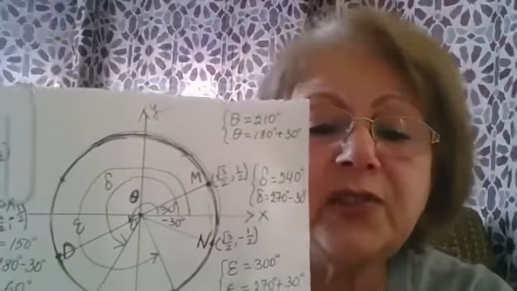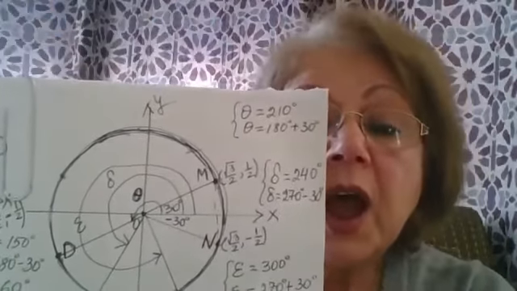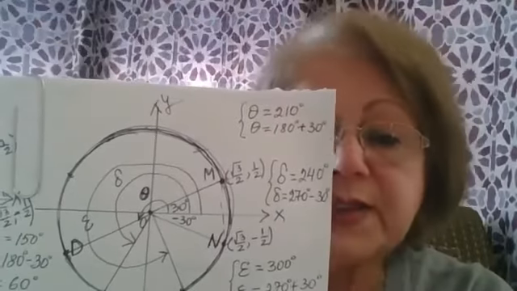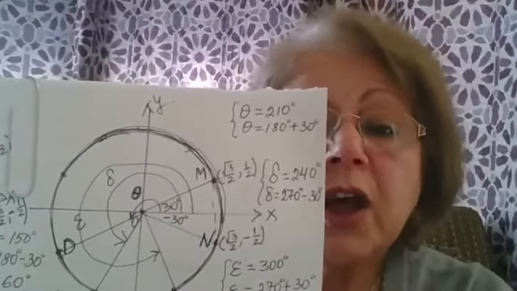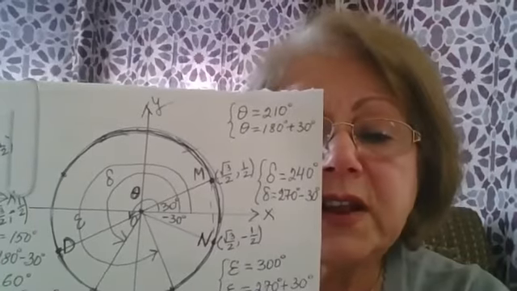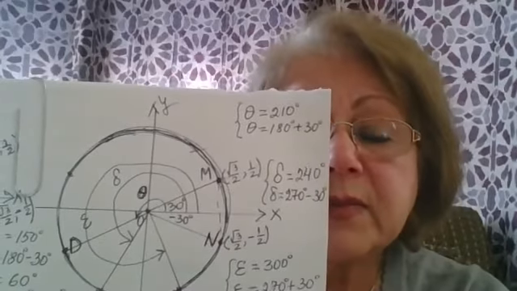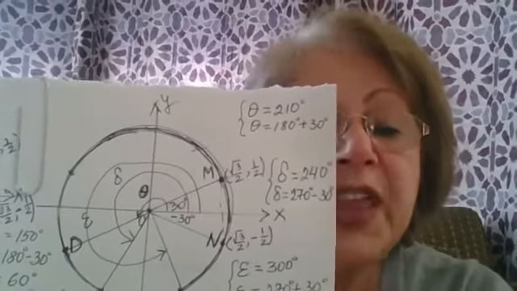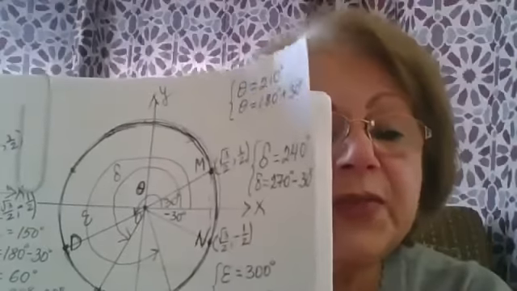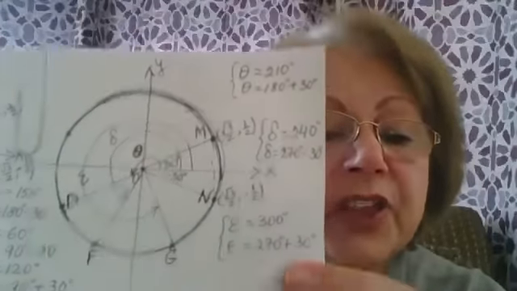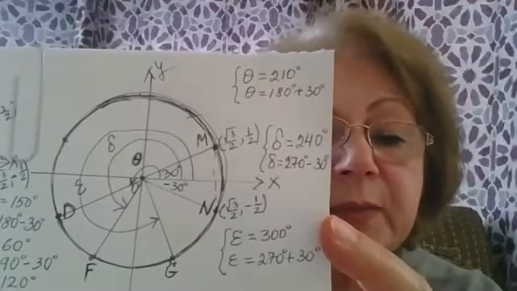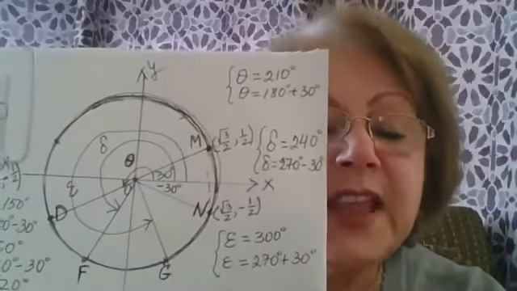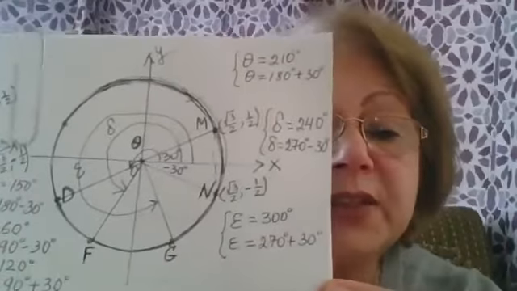Theta is 210 degrees. If we use 30 degrees as a reference angle, how can we write it down? Can we write that it is 180 degrees plus 30 degrees? Yes. Next one, for this theta, the end point is D. Can you see that D here on the circle? For the next angle, the end point is F.